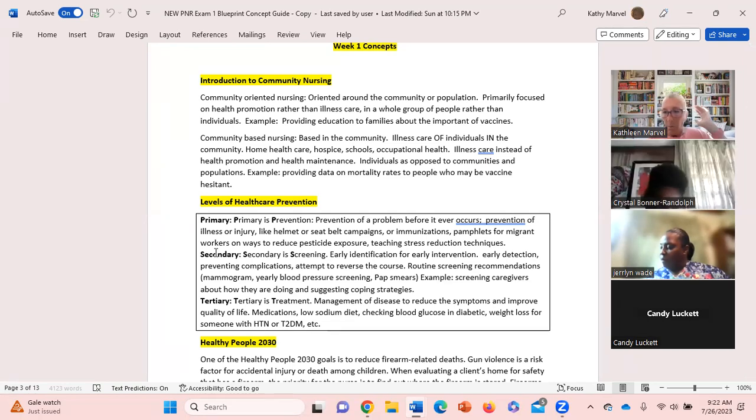Could you repeat that one more time? You said secondary is screening, the identified risk, right? Yeah, it's right here. Early identification, early intervention. Let's say we've identified, I'll use the example I just used, a group of students that may be at risk for obesity. We then educate them on longer term risks of obesity, right? So we are educating them.